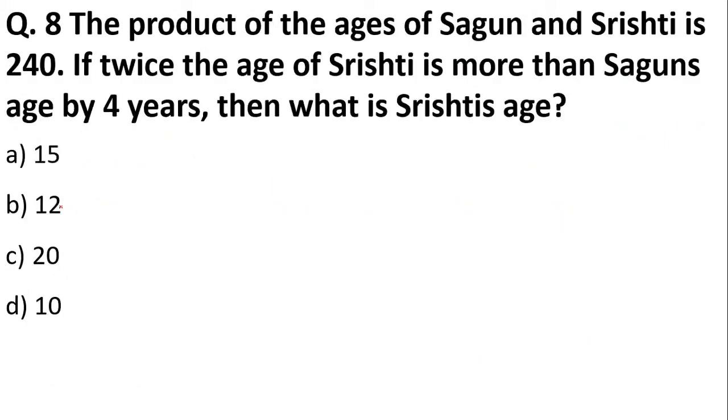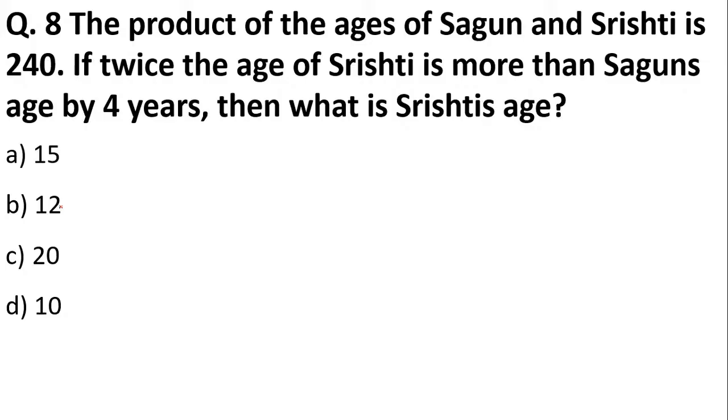The product of ages of Shagun and Shrishti is 240. If twice the age of Shrishti is more than Shagun's age by 4 years, then what is Shrishti's age? What is the age of Shrishti? Come on, students, all my intelligent students, let me know what do you think is the right answer over here.